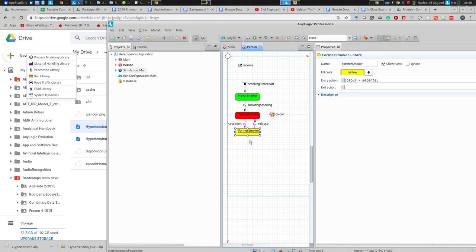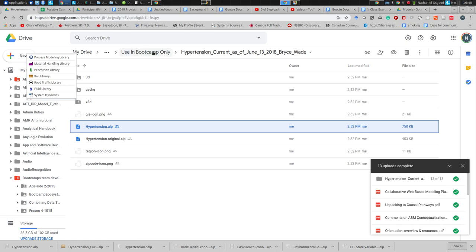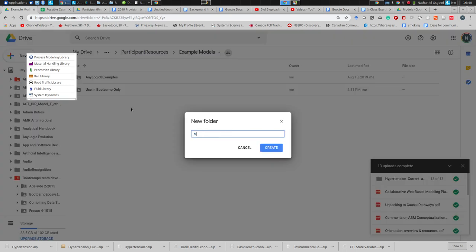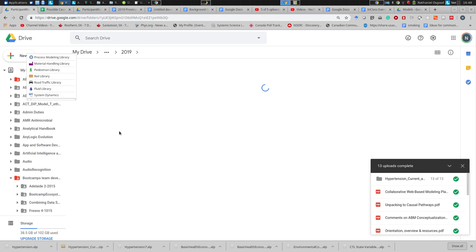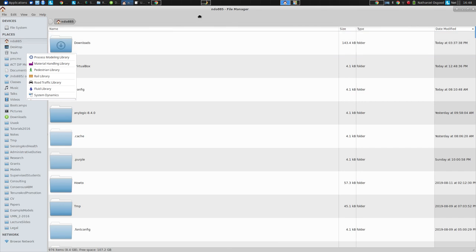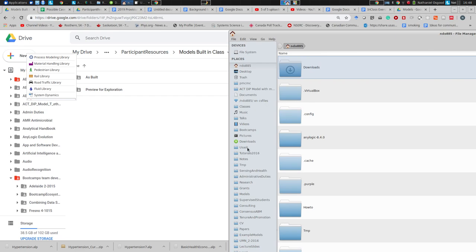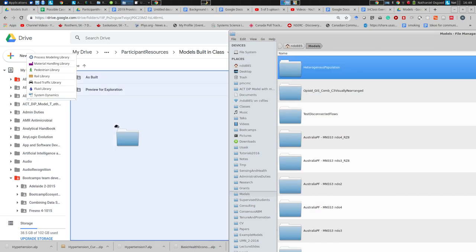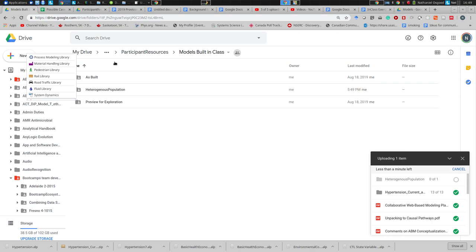There's a final thing I want to do with this model without belaboring it, but first I want to upload it to Dr. Shuyang. So I am going to take just a moment here, and I will put it under this. I will say models built, oh, I think it's actually up here. Models built in class, there we go. And I will drag it from my models folder. There we are. It's called heterogeneous population. I will drop it here. And now it's there, okay? It's in the models built in class area.